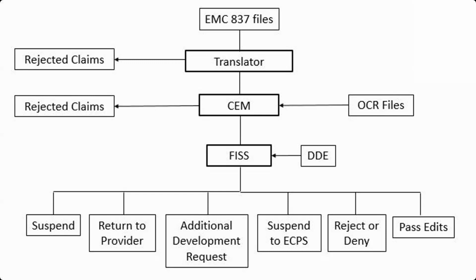Electronically filed claims will need to make it through the translator and the Common Edit module, known as the CEM, before being loaded into FISS. Paper claims that are scanned and sent via OCR enter the process at the CEM, and paper claims can also be keyed directly into FISS by internal claims staff. DDE allows providers to manually key claims directly into FISS. This flow chart also shows the action that FISS may take on claims, which we will talk about shortly.